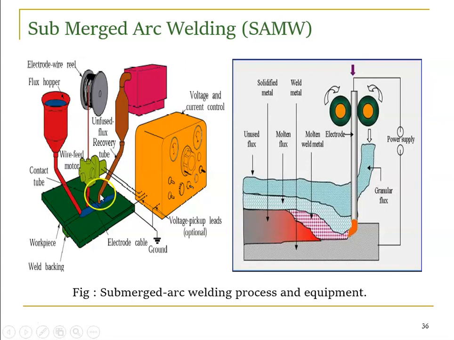The unused flux is taken back with the help of other devices. It is an unfused flux recovery tube. It works like a suction; we have a pump there. It sucks up the unused flux, and the unused flux can be used again next time. So this is submerged arc welding, right? This is our workpiece, and this is the welded part, and this one is the molten flux. Some of the flux is molten, and unused flux is taken by other devices, right?